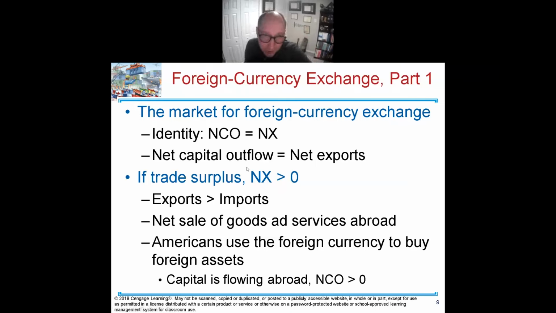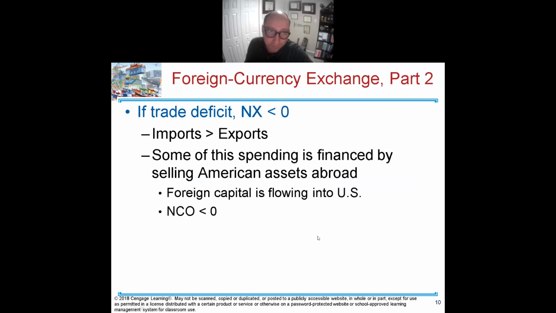Just as we talked about in the last chapter, when net capital outflow is greater than zero, we know that there's a trade surplus. The opposite is true as well. When there's a trade deficit, net capital outflow will be less than zero. And some of that is going to be financed by American assets abroad.